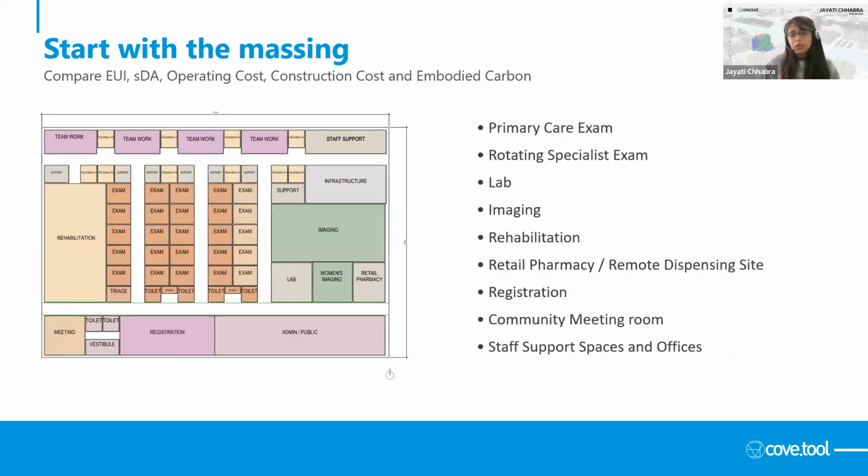So what they did was they created a combination of these 4 layouts based on their experience to have their one baseline design. So they had a typical program that included a primary care exam, rotating specialist exam, lab, imaging, rehabilitation, retail pharmacy, some meeting rooms and staff support spaces and offices.